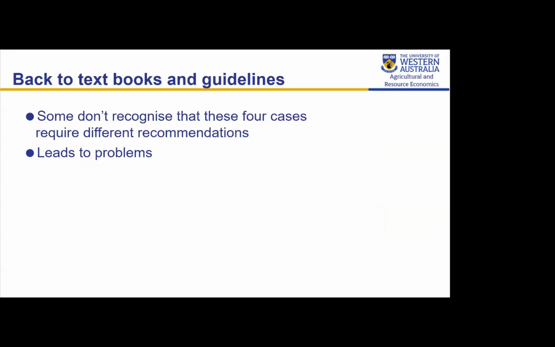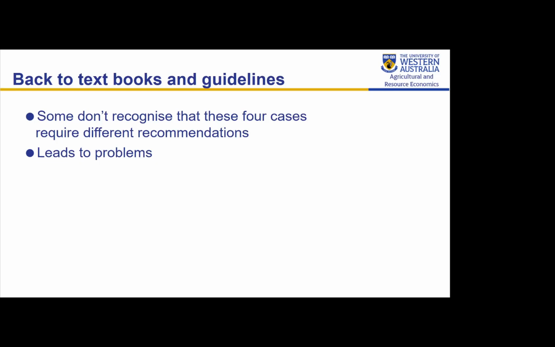So let's jump back to the textbooks and the guidelines. One of the reasons that some of the textbooks and guidelines go wrong is that they don't recognise that there are these 4 different cases. They start to make recommendations that come across as general recommendations that probably would be true for individual spots within that 2x2 matrix, but they don't clarify that they only apply within specific places. They say you should do this generally, and they miss out some of the spots within that 2x2 matrix. So it leads to problems.